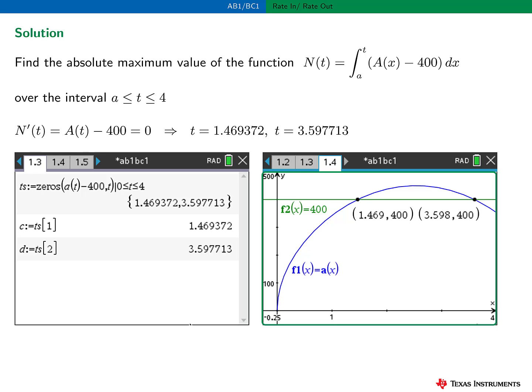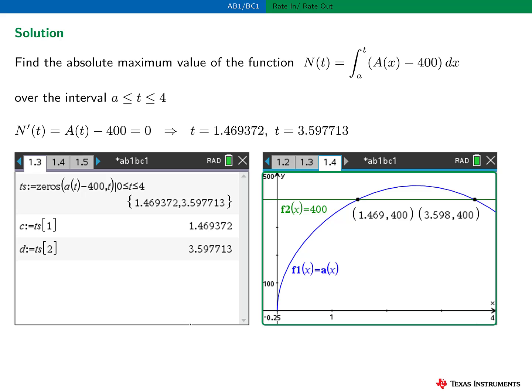So this graph almost tells the whole story. The line begins to form at t equal 1.469, and it continues to build until t is equal to 3.598, when the rate falls below 400 vehicles per hour. And therefore, the size of the line will begin to decrease.